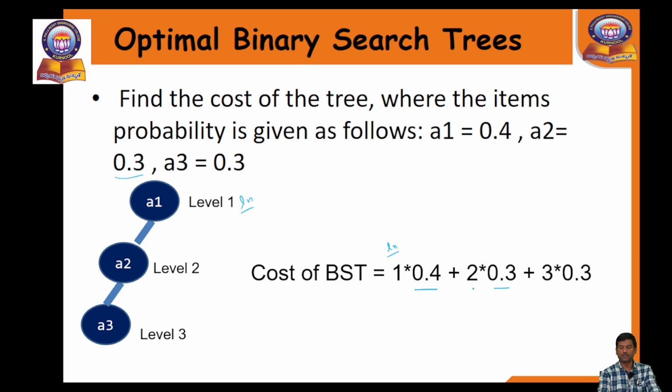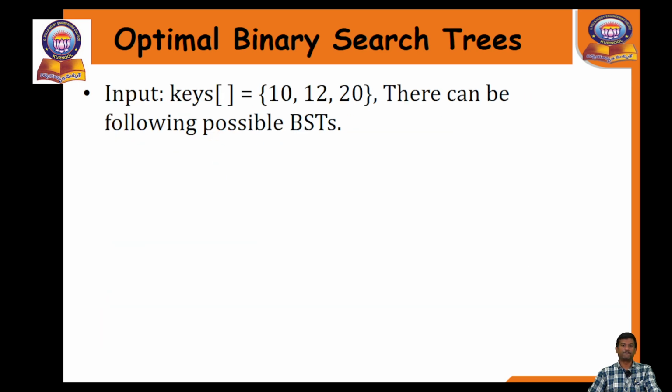That is 0.3 into the level number, that is 2. And the third level, the probability of the third item is given as 0.3 and the level number is equal to 3. That will be equal to 1.9. This is how to find the cost for the provided binary search tree with respect to keys and with respect to probability.